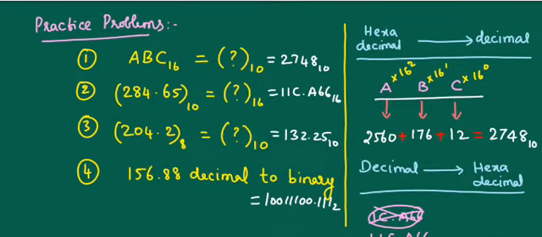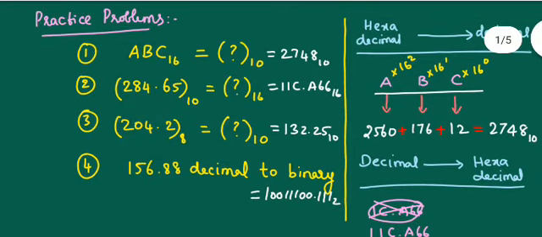So last class we discussed conversion from decimal to all the three number systems and from the three number systems to decimal. Both we discussed. So we'll see some of the practice problems. Here we have given 4 problems. First one, ABC to the base 16, equivalent decimal number. Answers also given. We'll see how we are getting these answers one by one.